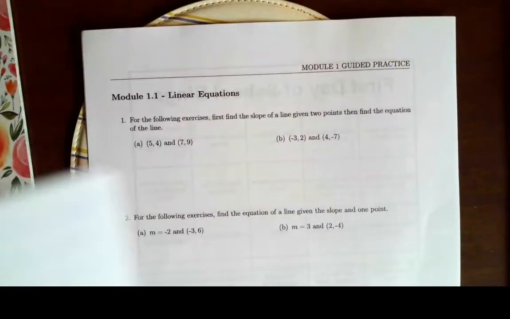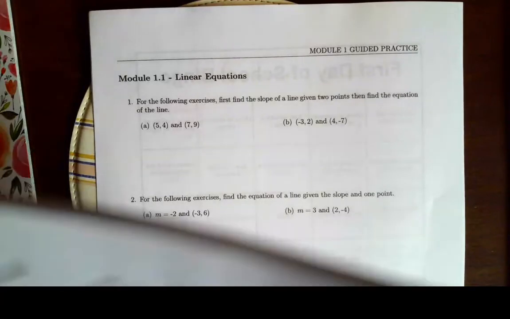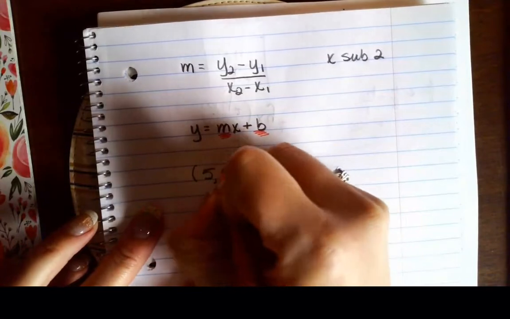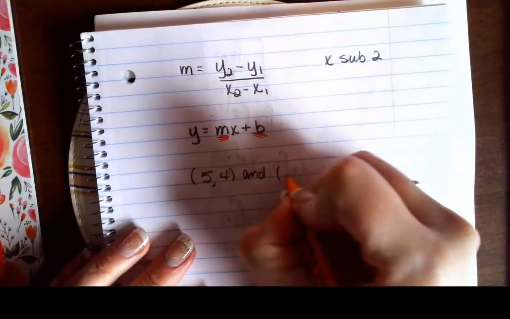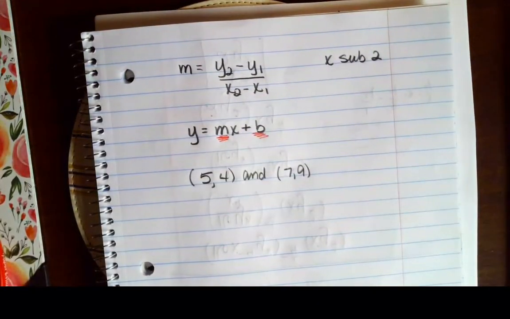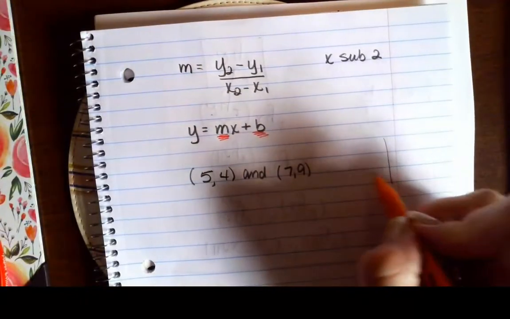So what we have first is, for the following exercises, we want to find the slope of a line given 2 points. Then I want to find the equation of the line. So I am first given the point, what am I given? 5, 4, and 7, 9. So remember that slope is how the line moves. Slope is how the line moves. And I want to figure out how this particular line is moving that connects these 2 points.